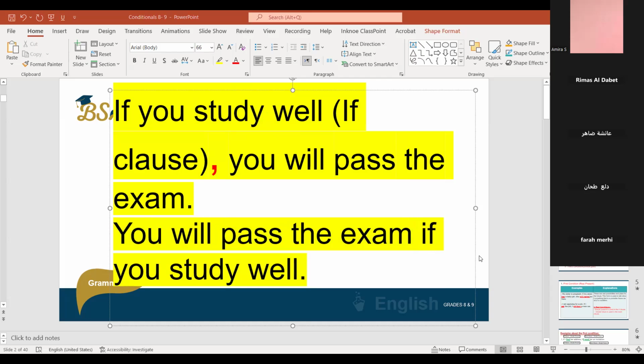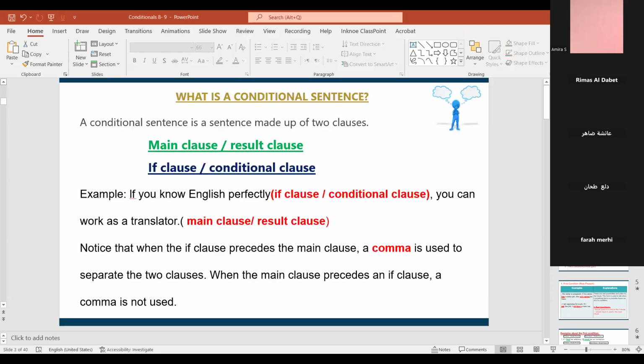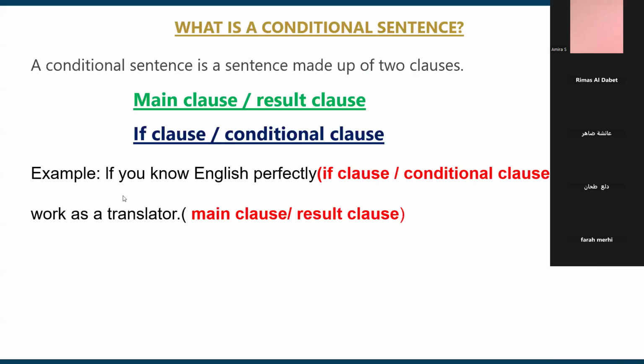So this is the conditional sentence. The conditional sentence is made up of two clauses. We have the main clause or the if clause. We have the result clause or the main clause. And this is an example.